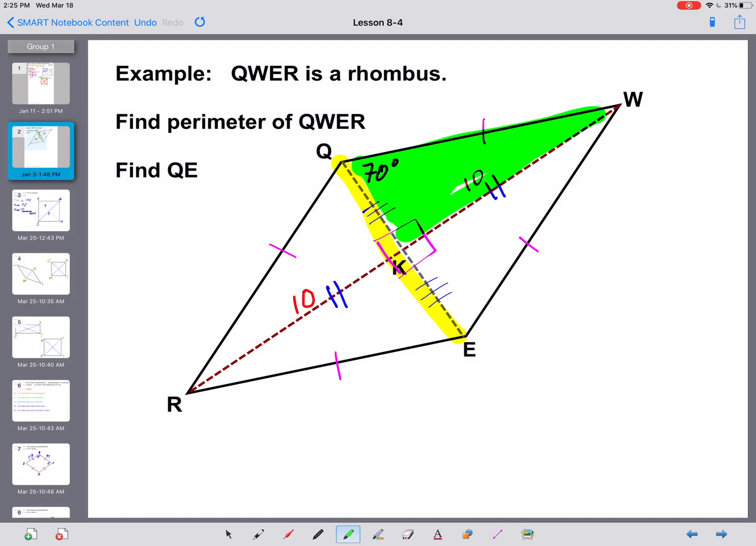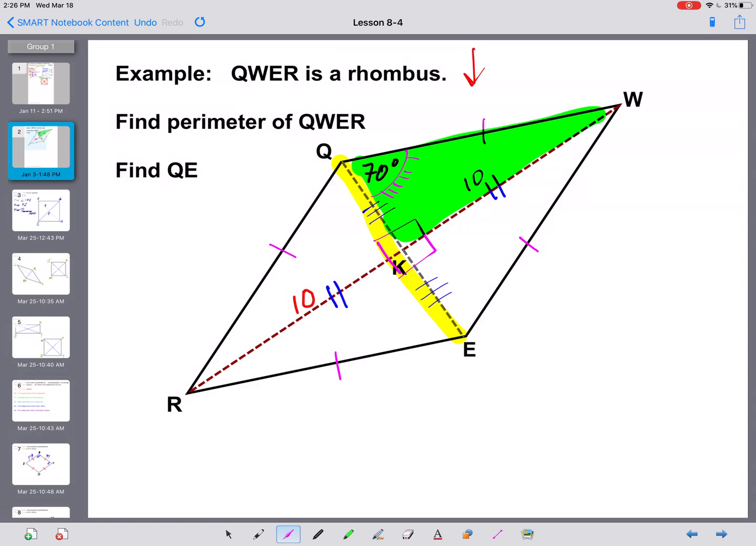First thing I want to do is find this side right here, QW. Once I have one side, I multiply by 4 and I get the perimeter. So let's find that side now. I'm going to put my eye on the 70. I have the 10, and I want to find QW.